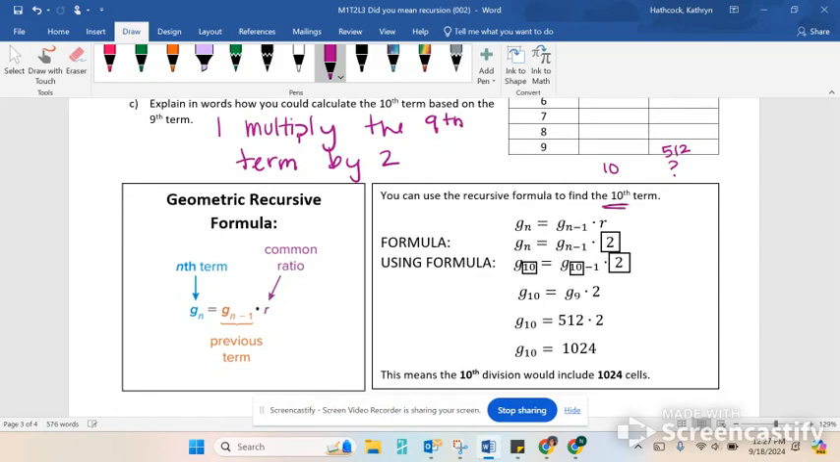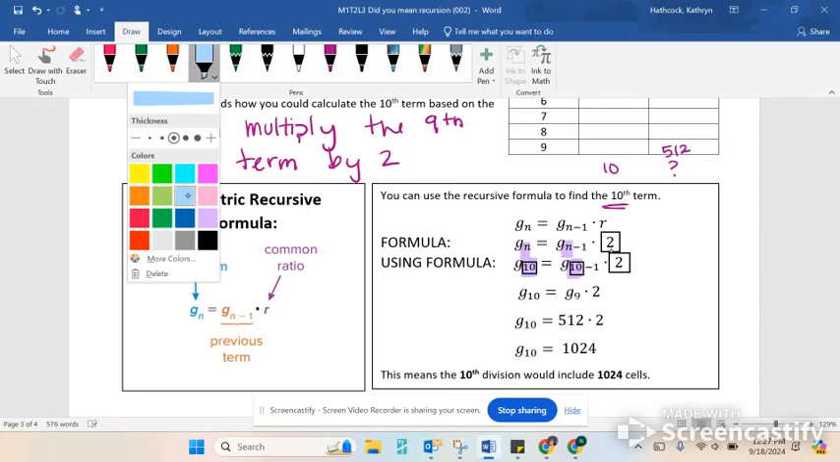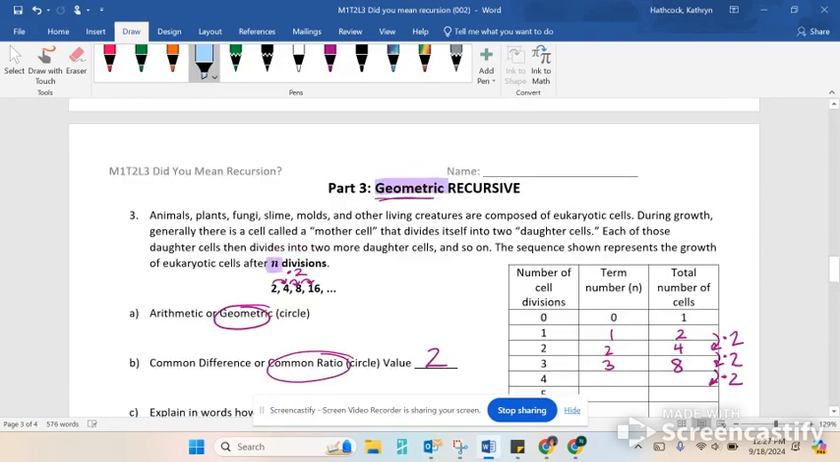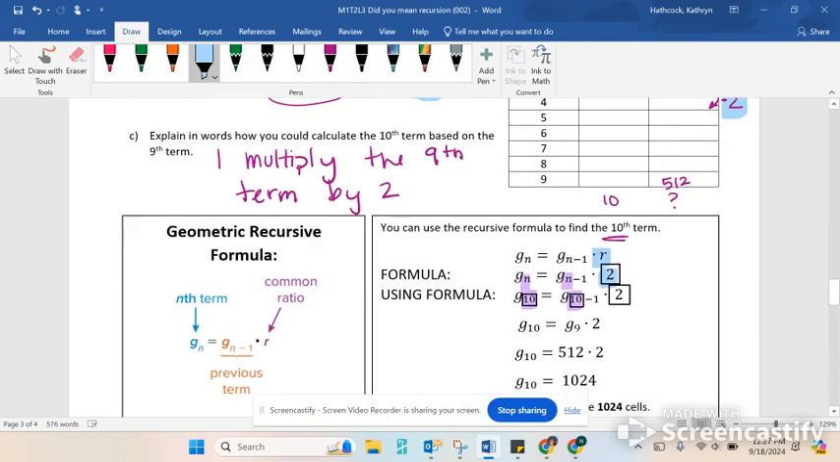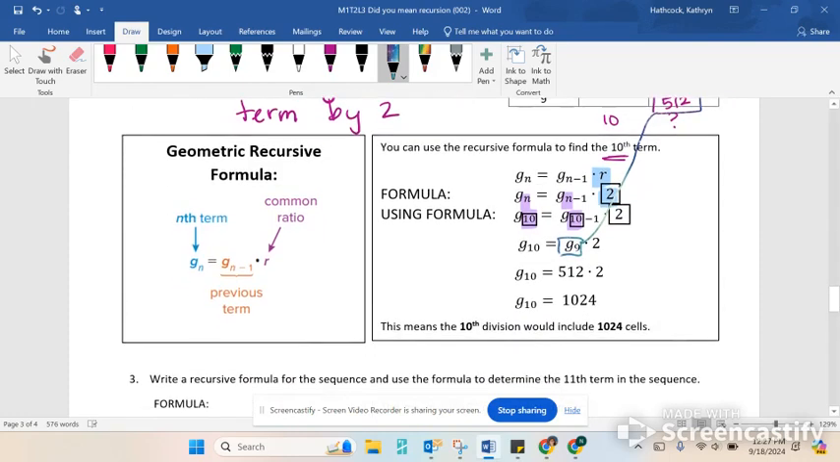So I have this 10th term. I can use my recursive formula to find the 10th term. So again, 10th is my n value, so I'm going to replace both of those n's with the number 10. And this 2. This 2 is my common ratio. This 2 right here, or this 2. It's what I'm multiplying by each time. Just like before, this number, this 512, is this G9 number. Why? Because it's the 9th term. So I have the 9th term, I plug it in right here, I multiply, and I get 1024.